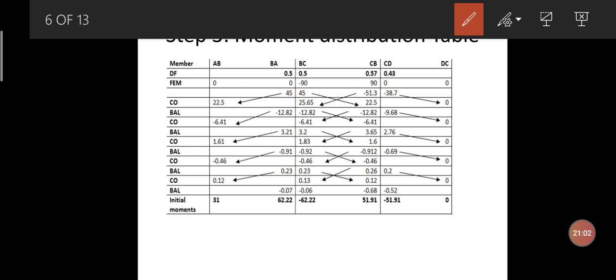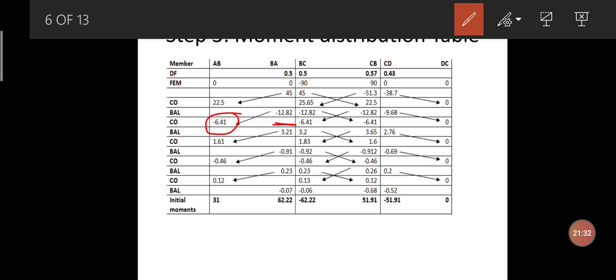So next, after getting these balancing moments, I need to carry over for the members from BA to AB with the same sign convention but the opposite moment, that is 12.82 divided by 2, it is 6.41 with the same sign convention. So again from BC to CB it is minus 6.41, and then from CB to BC it is minus 6.41. So for DC I am going to retain the same as it is.